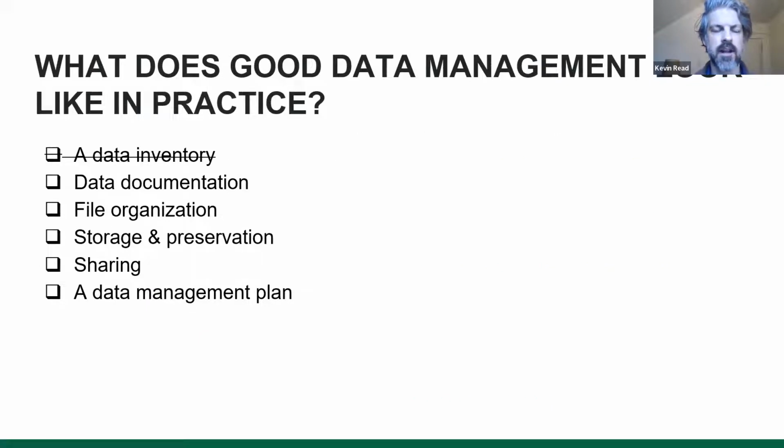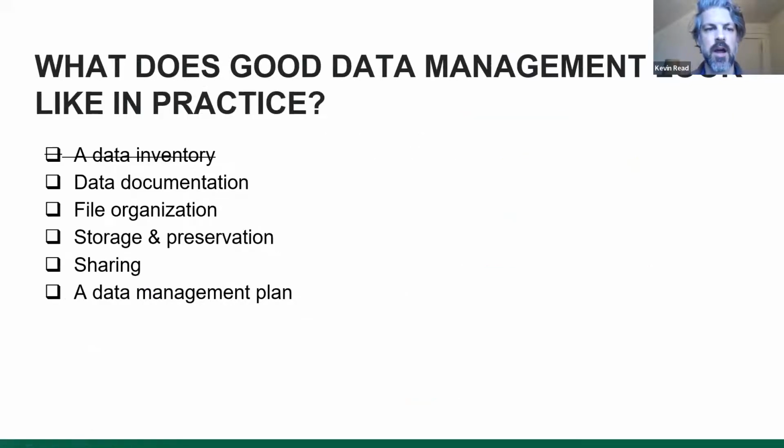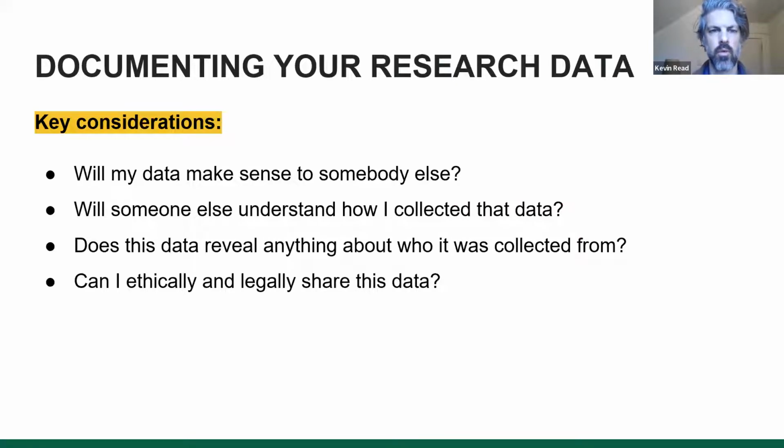Once the data inventory comes into play, I really want to focus on this last bit, which is the other information necessary to understand the data. And I want to highlight some key elements that you want to think about when it comes to data documentation. When you start a research project and you're thinking about your data, these are the key considerations you should be thinking about. Is my data going to make sense to somebody else? Will someone else understand how I actually collected that data? Does it reveal anything about who it was collected from, which we'll talk about in terms of sensitivity and whether or not you can share it? And can I ethically and legally share this data?